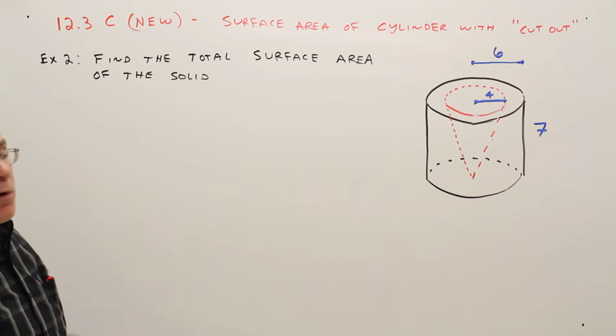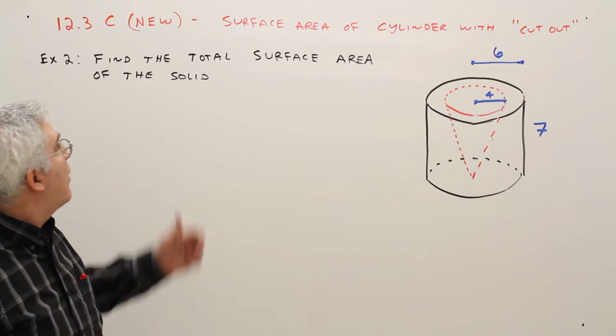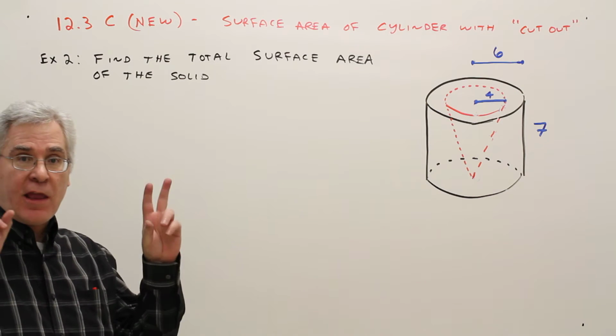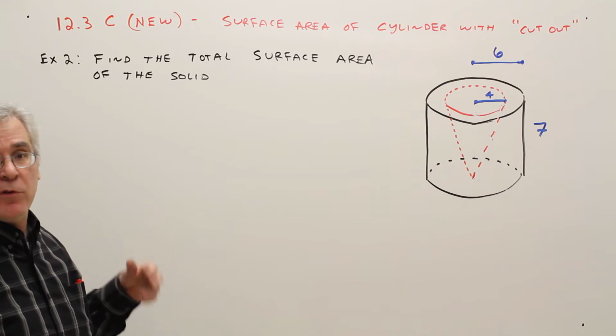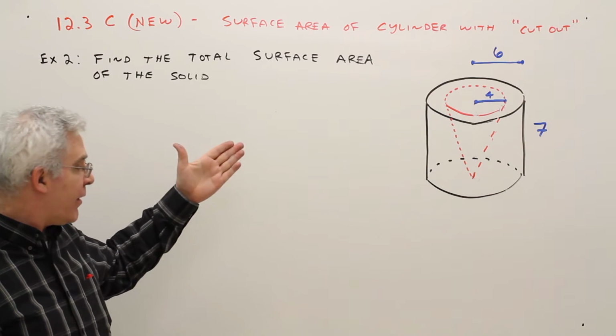Welcome to video 12.3c, the new one. This is a new example this year. Find the surface area of a cylinder with a cutout. So this is example 2, the new example 2. Find the total surface area of the solid.